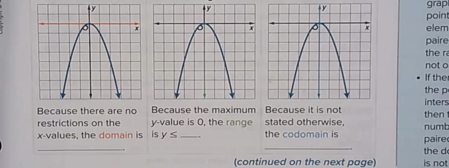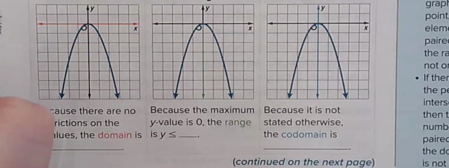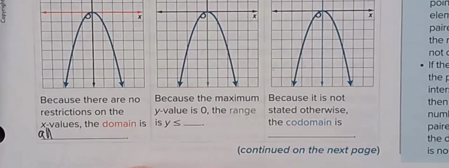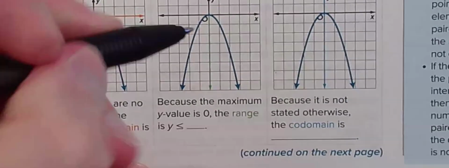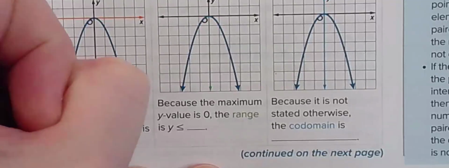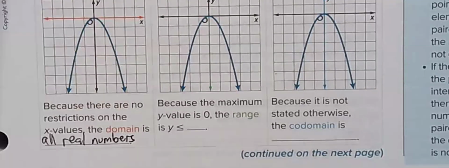So if every number is available, what do we say? Possibilities for x? All. What are the two words after that? Real numbers. There we go. All real numbers. We'll be writing that in a different notation as we move through this lesson.